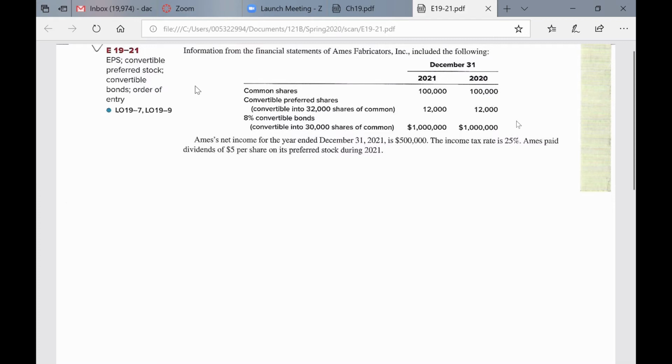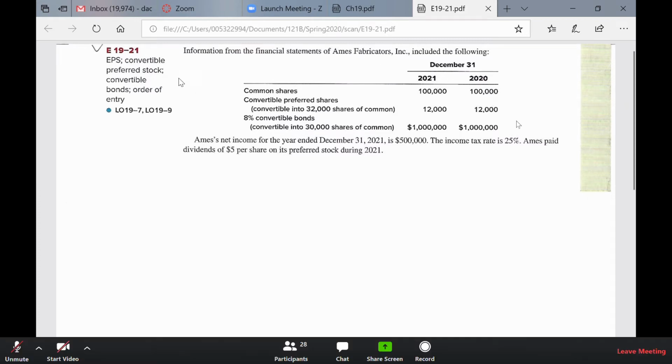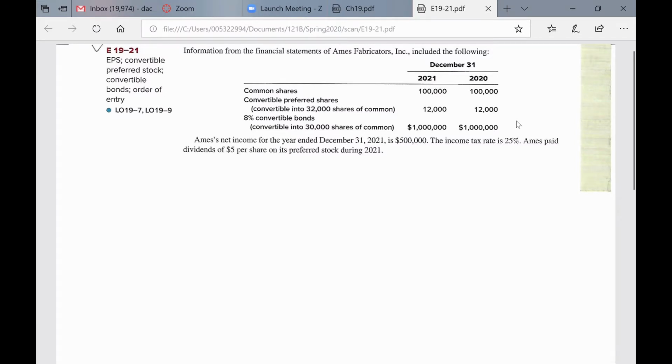So let's go over this question again. E19-21. Are you able to see this? Okay, let's go over this question again.